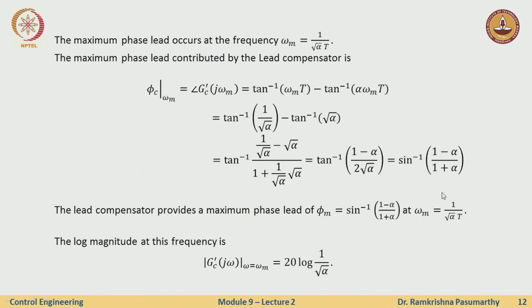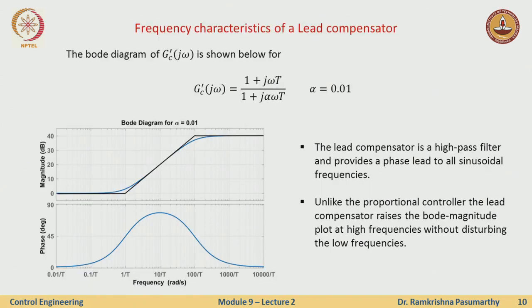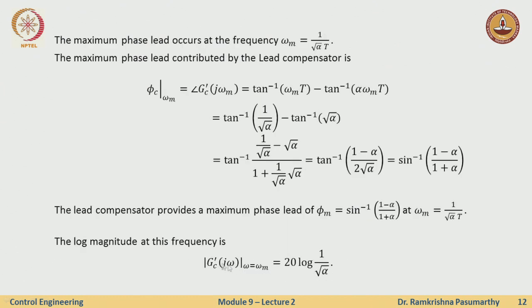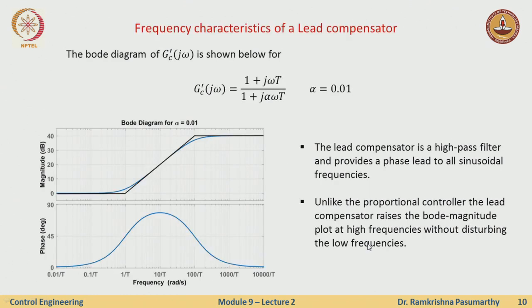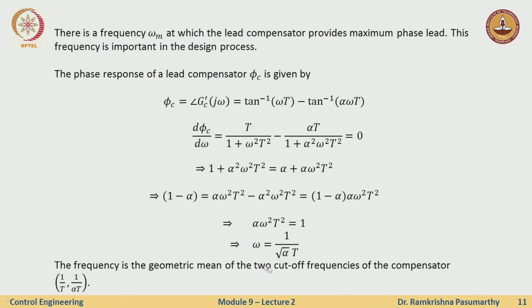Okay, now what is happening to the magnitude at this frequency, right? So somewhere here, and this magnitude at omega equal to omega m is 20 log 1 over square root of alpha. This also can be computed pretty easily, right? I don't really need to derive expressions, we already know via Bode plots how we do this, right?